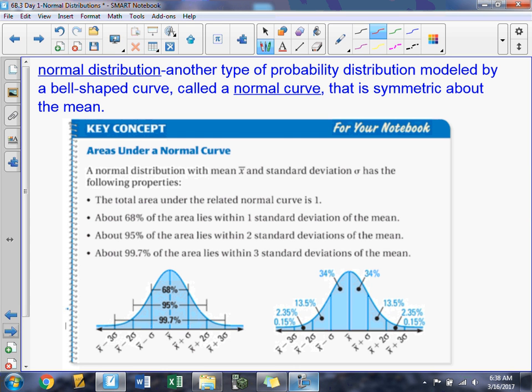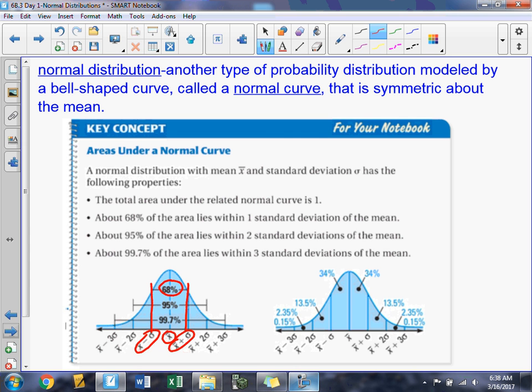68% lies within 1 standard deviation of the mean. So down here at the bottom, you will see x bar, which is mean. If you do x bar plus sigma, that's 1 standard deviation above. X bar minus sigma is 1 standard deviation below. So between those two numbers, and we're going to put numbers to them instead of a bunch of variables, but you do need to understand the variables because you'll have that on the homework, that is 68% of the data.